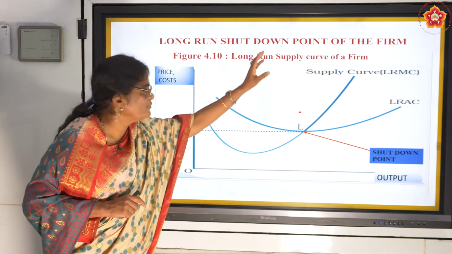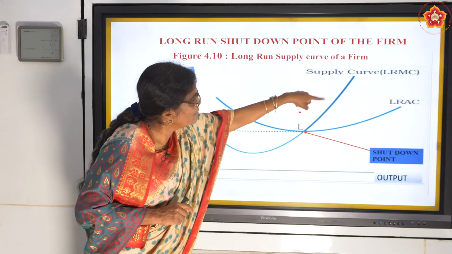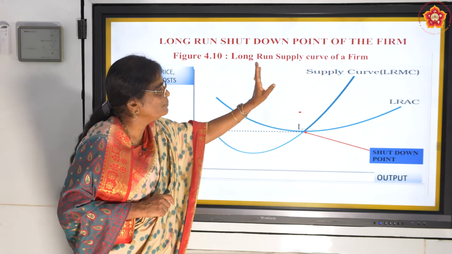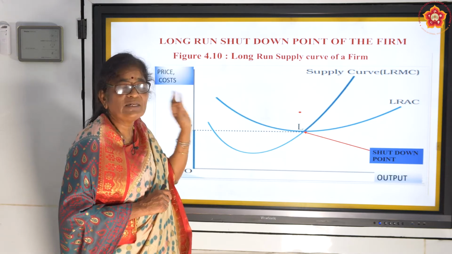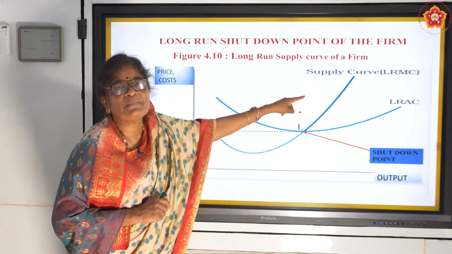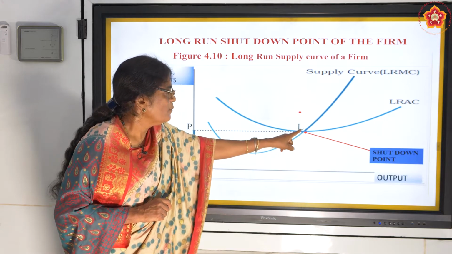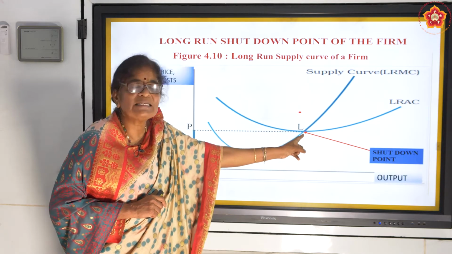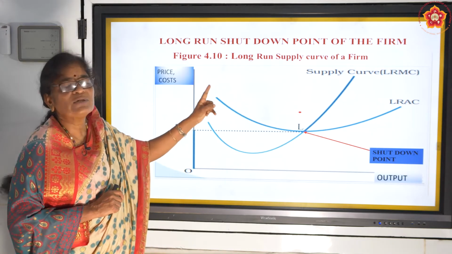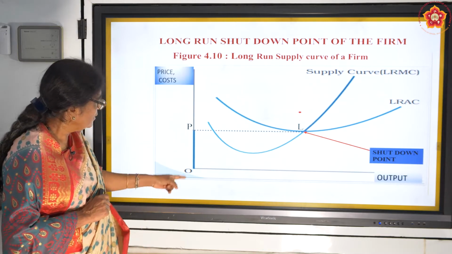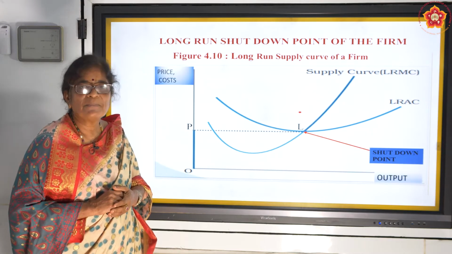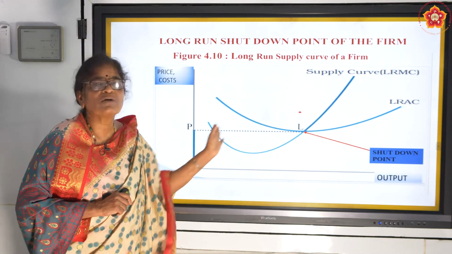The long run supply curve of a firm is a part of the marginal cost curve. That is very important from an exam point of view. You have to define that the supply curve of a firm is nothing but a part of the LRMC curve, which rises from and above the minimum LRAC, for prices greater than or equal to LRAC, together with zero output for all prices which are less than the minimum LRAC. That is the long term supply curve.